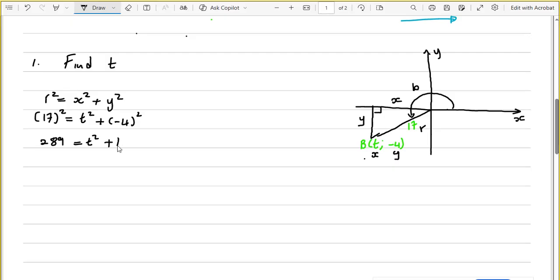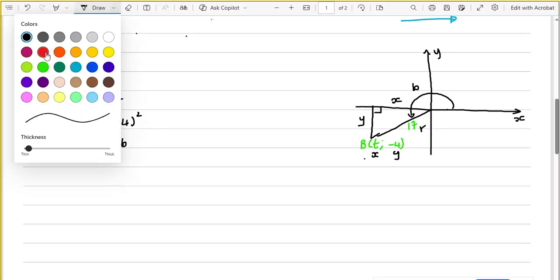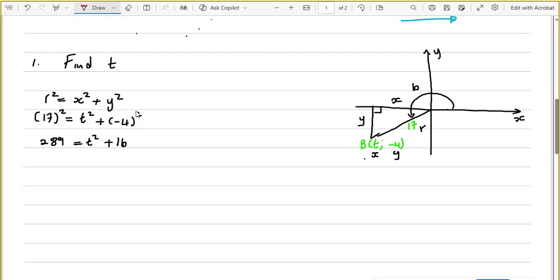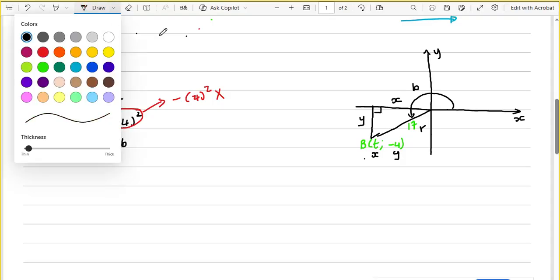It's positive 16. One of the common mistakes that most learners make, when they substitute that, they put it as -4. This is incorrect. This is wrong, okay? Please make sure that you pay attention to that one.